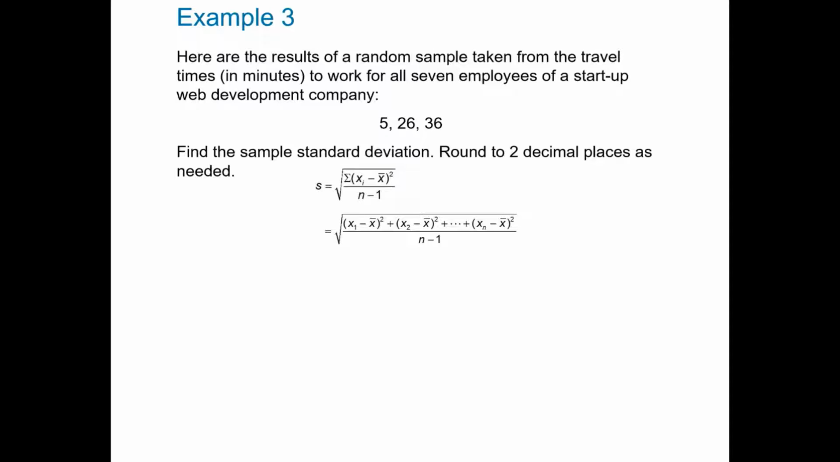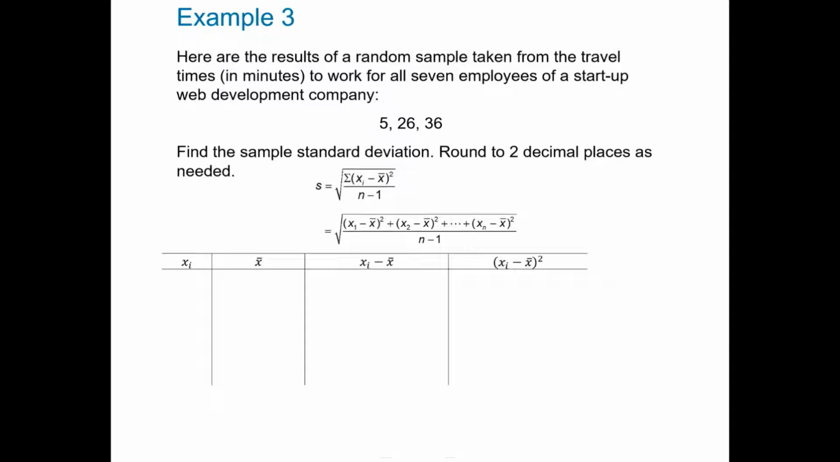Let's compute the sample standard deviation using our chart. Like before, the xi column is going to be all the data values. So for the first column, we will have 5, 26, and 36. Now we have to compute x bar, which is the sample mean, and this is 22.33333. You can compute this by hand or use StatCrunch. X bar will be the same for all the data values.